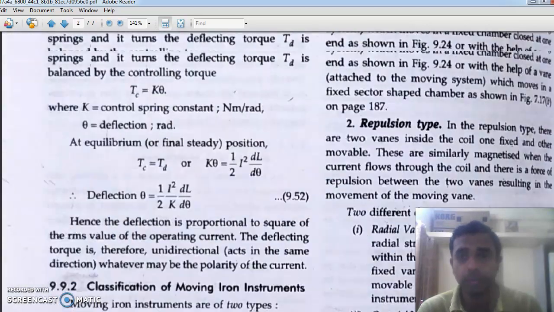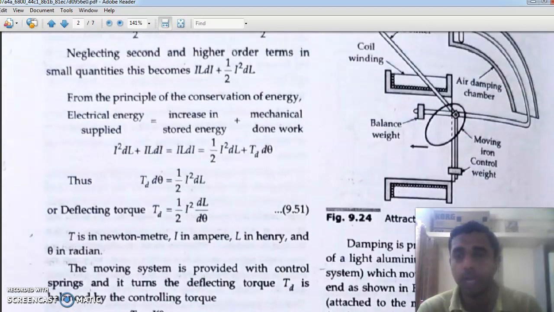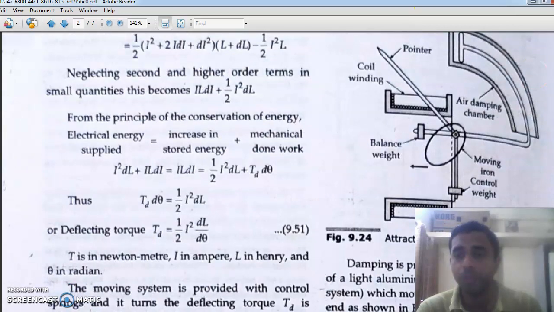This is the attraction type meter, where we have the coil here. This is the stationary coil, and in between we have an iron piece which can move. This iron piece is attached to the pointer, and the whole system is attached to a piston. The piston is attached to an air chamber, so that will provide the damping.